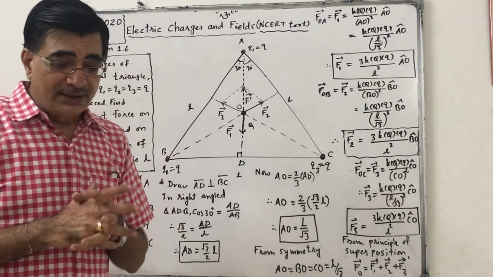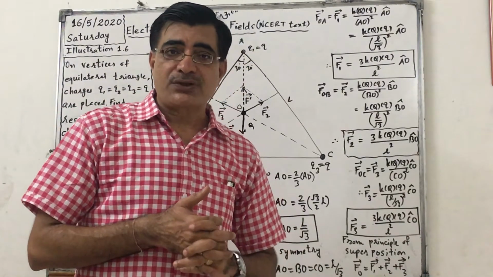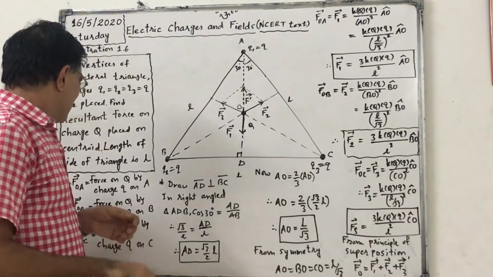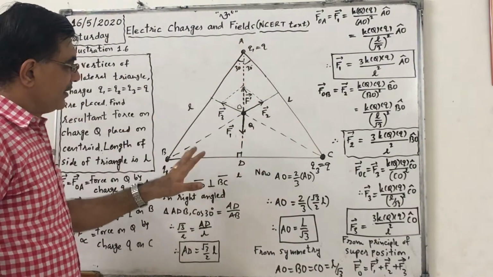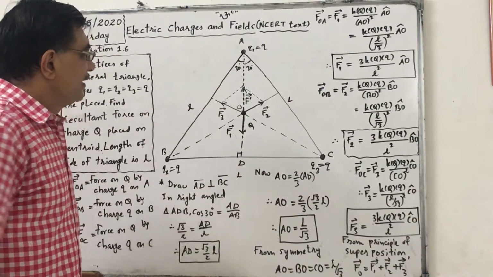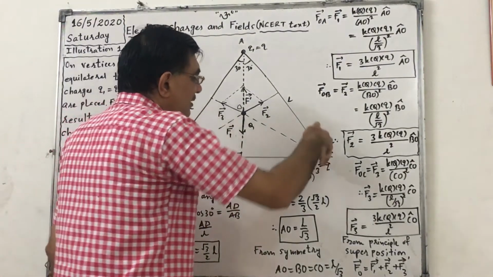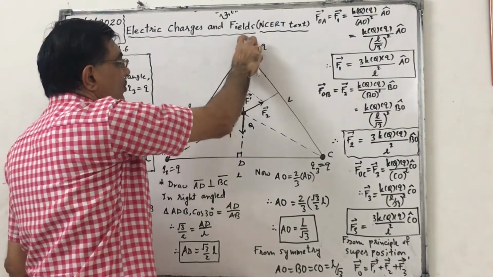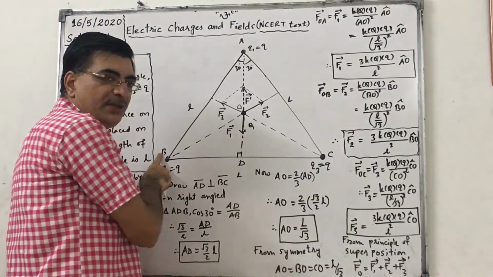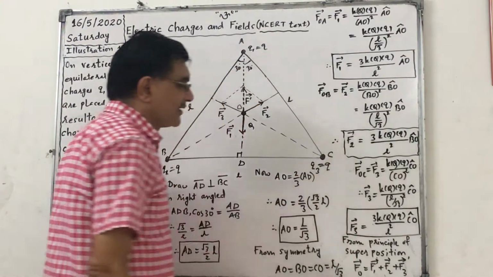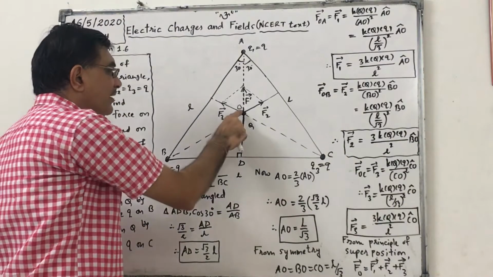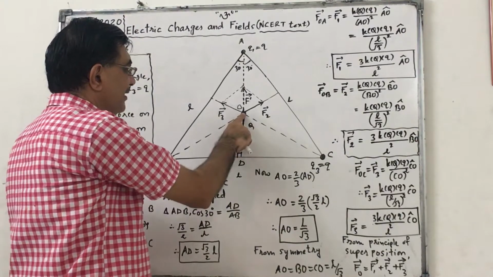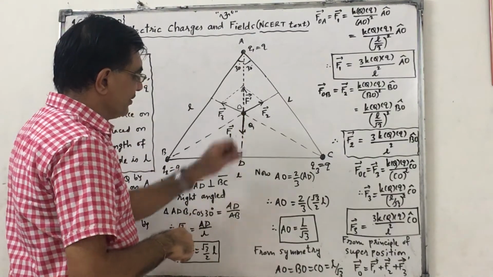Here there is no numerical data, so we just have to draw the figure. Second step. First of all, this is the triangle, an equilateral triangle A, B, C. The side is small l. Placing charges Q1 equals q on A, Q2 equals q on B, and Q3 equals q on C. This is the centroid, where the medians are intersecting, and we are placing charge capital Q here.